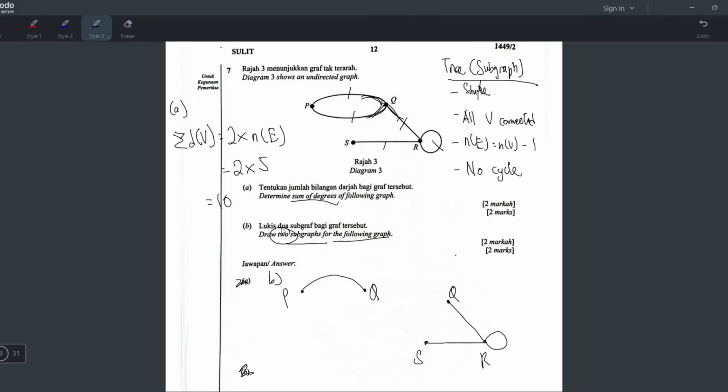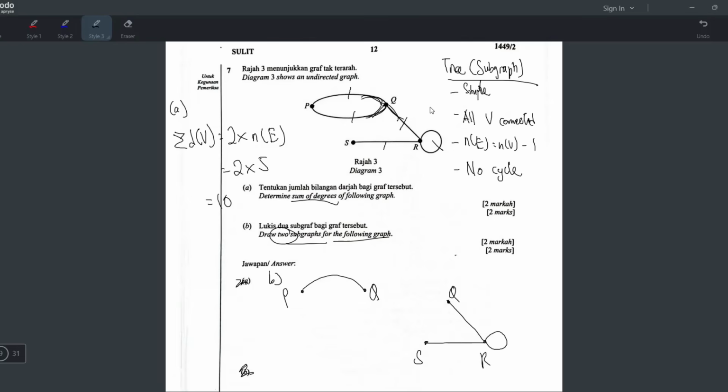But let's say they want you to draw two trees. Then these two will be the wrong answer already. Yeah, if they ask you to draw a tree, then this will be wrong. Because for a tree, all vertices must be connected. That means P, Q, R, S, all vertices have to be connected. So it cannot be like this. Because if like this, it means R and S are not connected either.